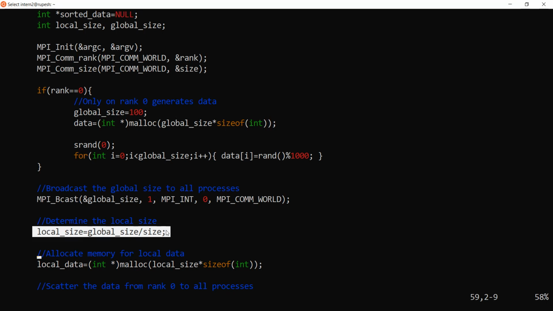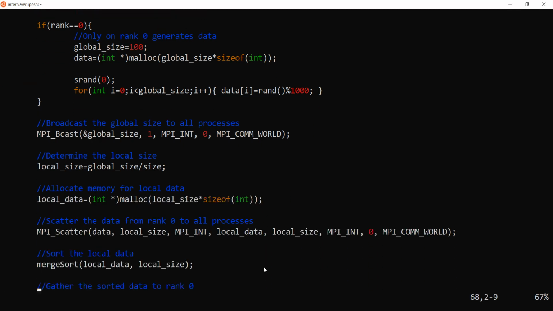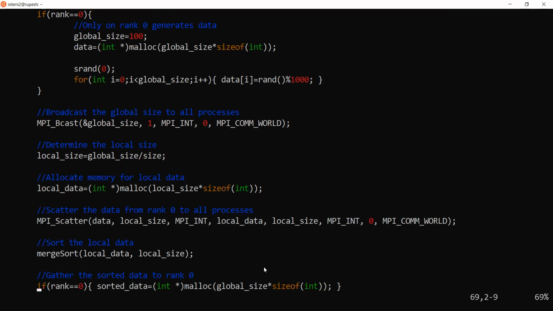How do we get the local size? When we divide the global size by the number of processes, we get the local size. That means each process works on that particular number of elements. Next one is local data. We are using this local data to store and sort the given list of elements.